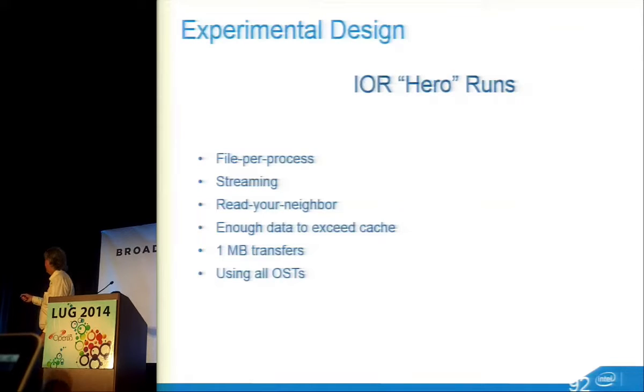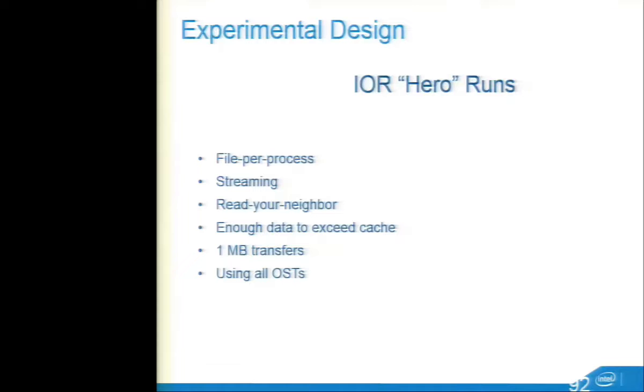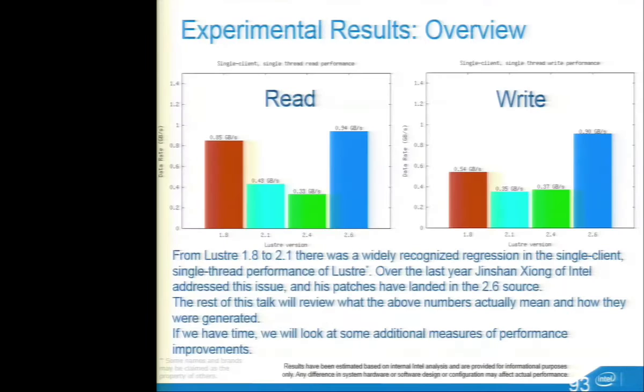And then normally for a hero run, you'd use all your OSTs. For our specific result, we're going to target that one really fast OST, and then we'll also see some results from the spinning disk part of the file system as well.